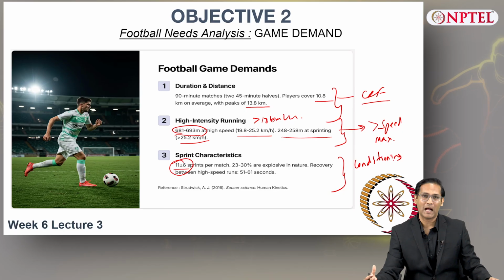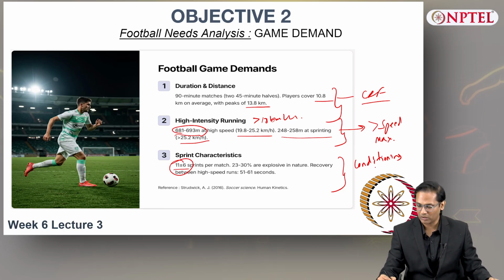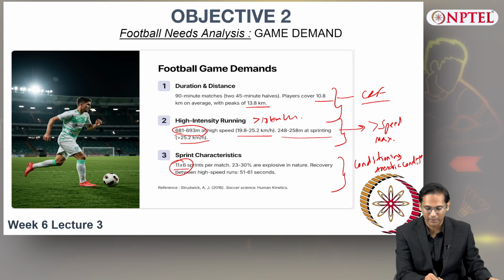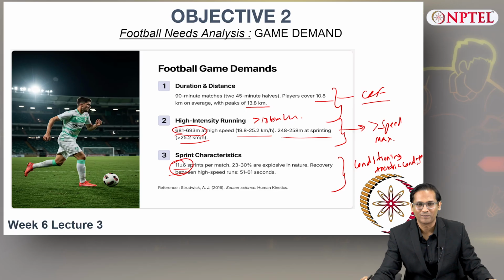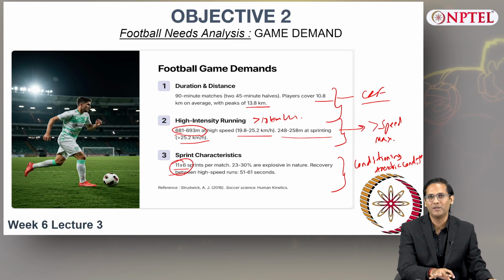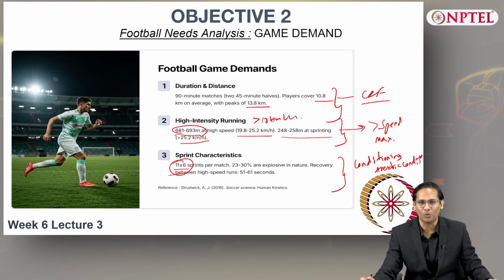Because it is high intensity, high speed, this would be anaerobic conditioning. Now this fitness variable is required in order to complete the demand of repeatedly sprinting. That's how you can connect the game demand with the biomotor variable, that is the fitness variable that is required for the sport.